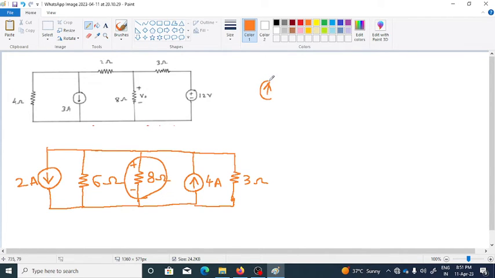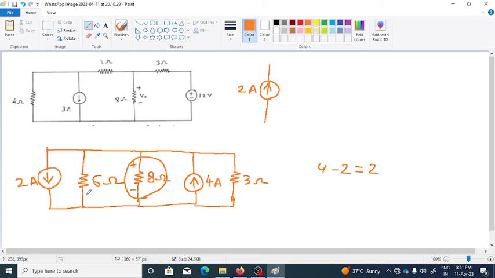And what will be its value? So it will simply be 4 ampere minus 2 ampere. So in this way it is just 2 ampere. So this is the current source of 2 ampere we are having here. So the two current sources are replaced by a single current source.